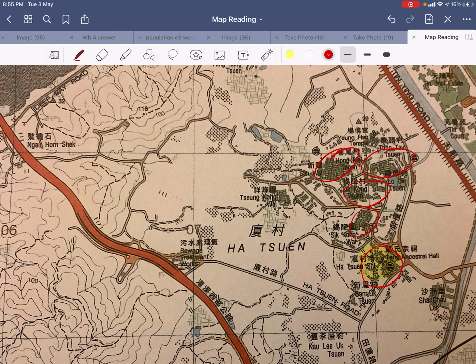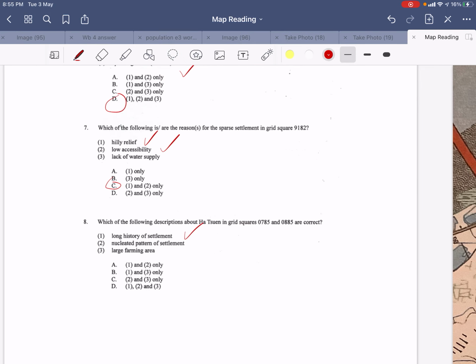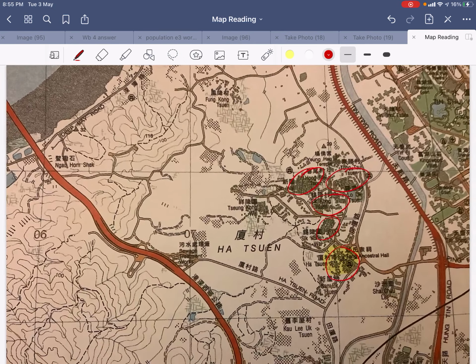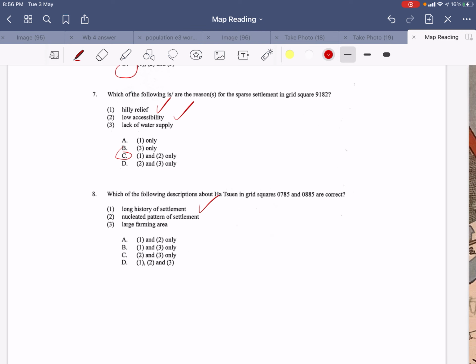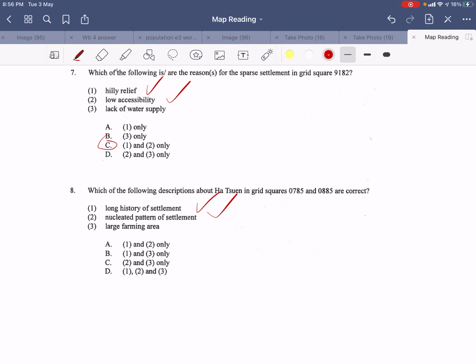Okay, so how about number 3? Let me check it out. Large farming area. Can you find a lot of farming area? I just found this, but it's not related to the Hachun. I just found this tiny little farmland, this tiny little farmland, this tiny little farmland. So it's not having a large farming area. So this one is wrong. So accordingly, the answer is A. Okay, then this is the end of the 2014 past paper. Thank you.